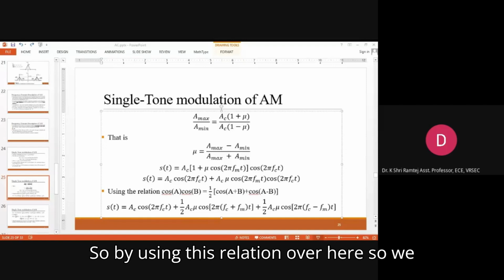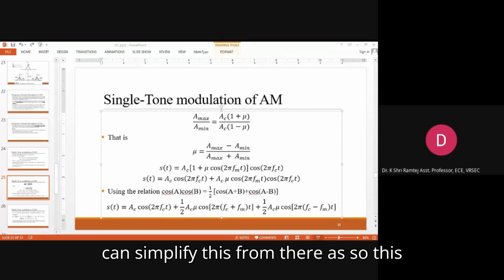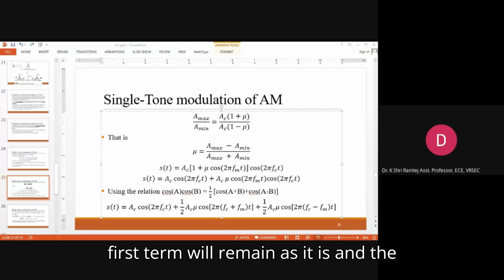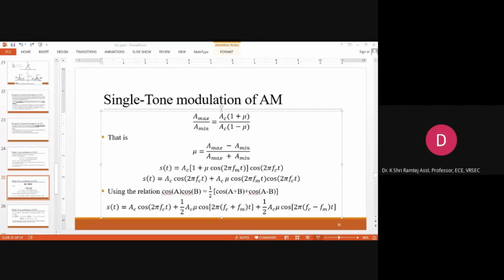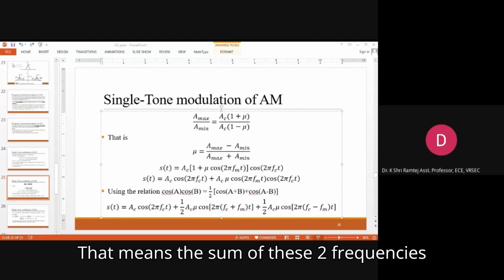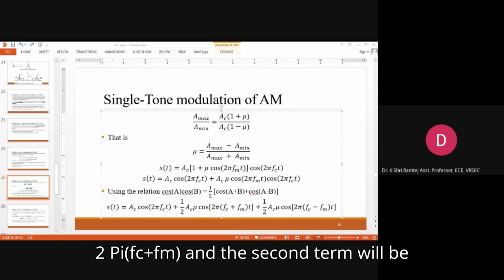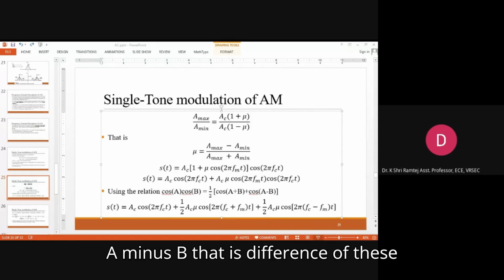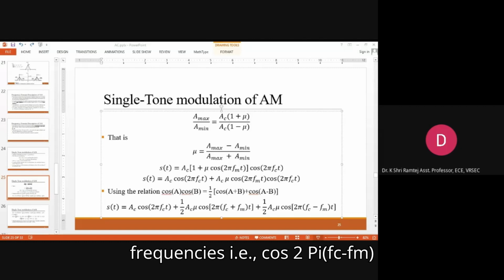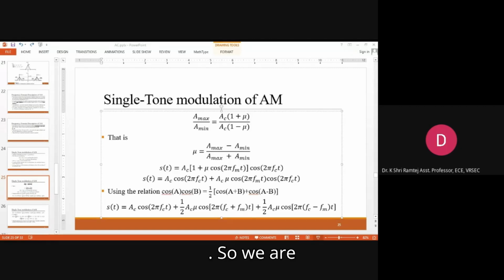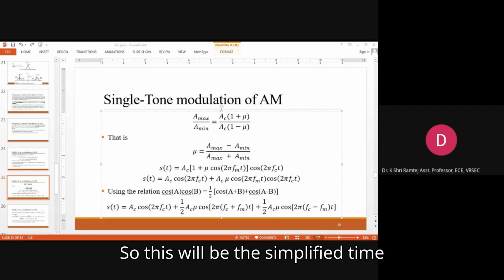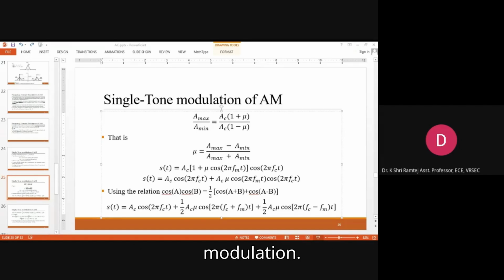By using this relation, we can simplify this further: the first term will remain as it is, and the second term becomes AC mu by 2 cos (A plus B). That means the sum of these two frequencies, 2 pi into (fc plus fm), and the next term will be A minus B, that is the difference of these frequencies, cos 2 pi (fc minus fm). We are taking fc minus fm because fc is always greater than fm. So this will be the simplified time domain equation of single tone modulation.